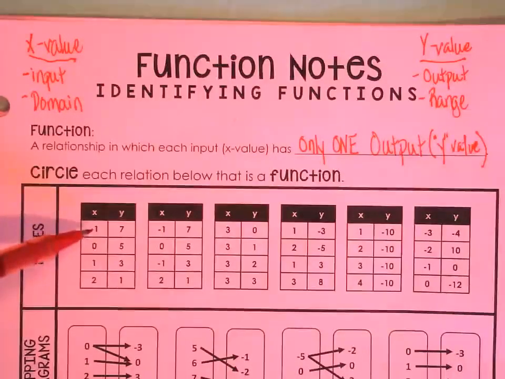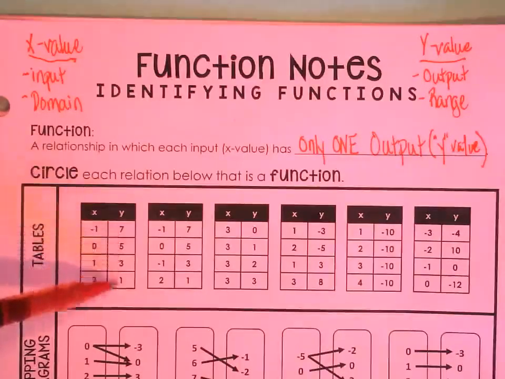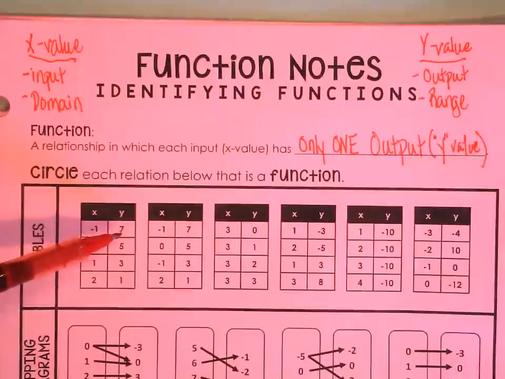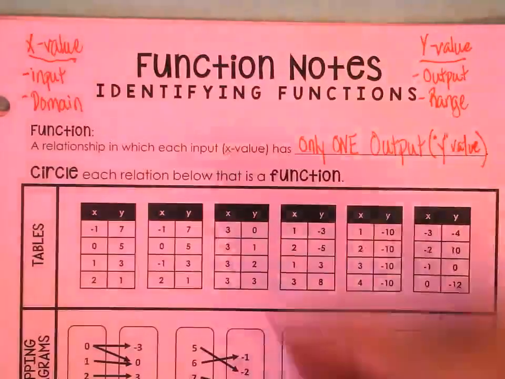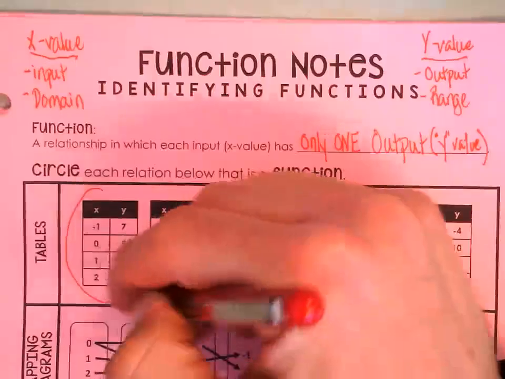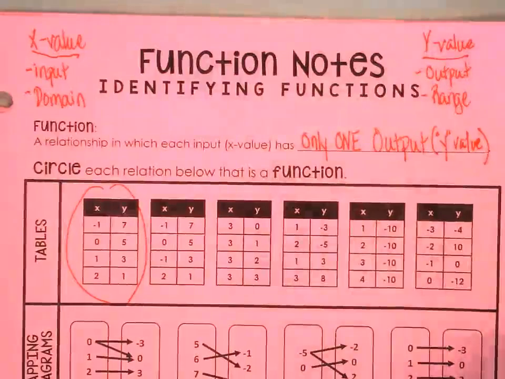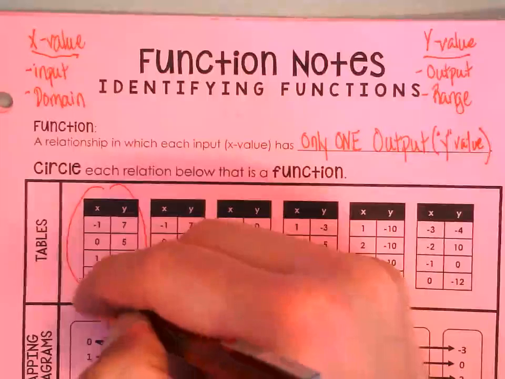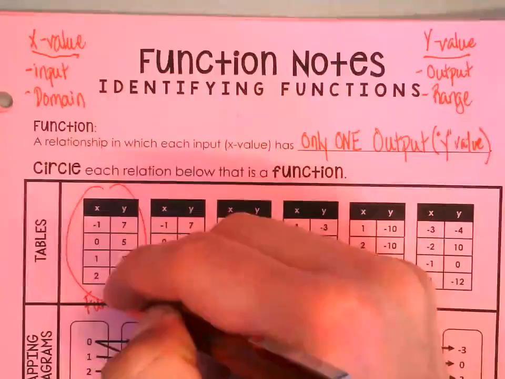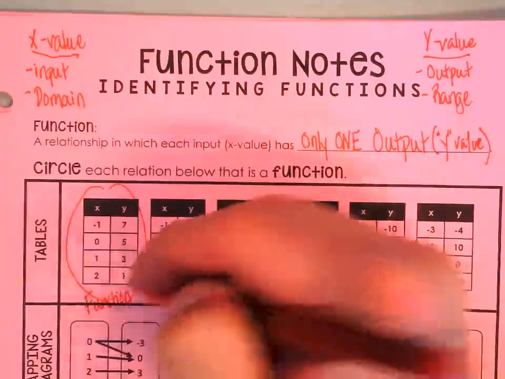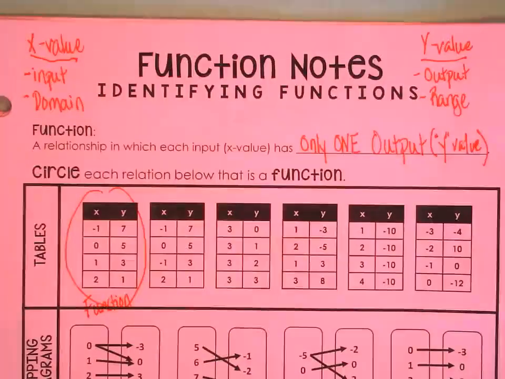So we have input values that are all different. And they also have only one unique, or in other words, their own output value. So because of that, this is a function. I'm going to circle this. This is absolutely a function. For every x value, it has only one output value.